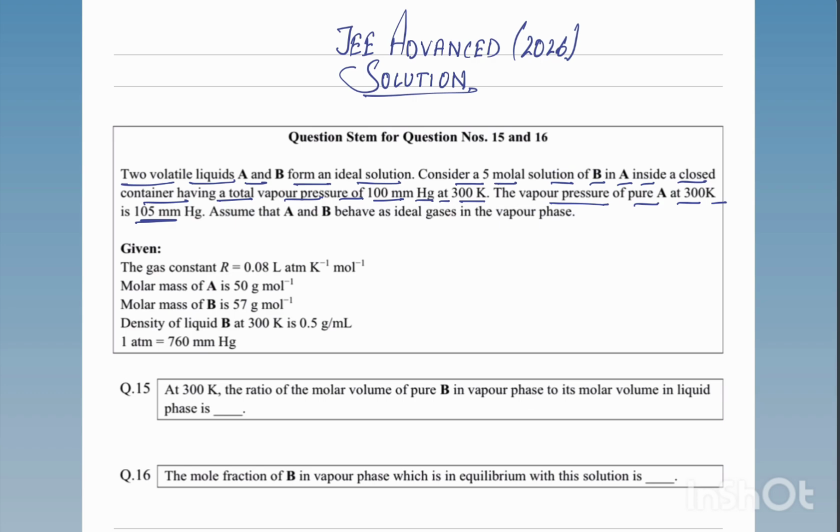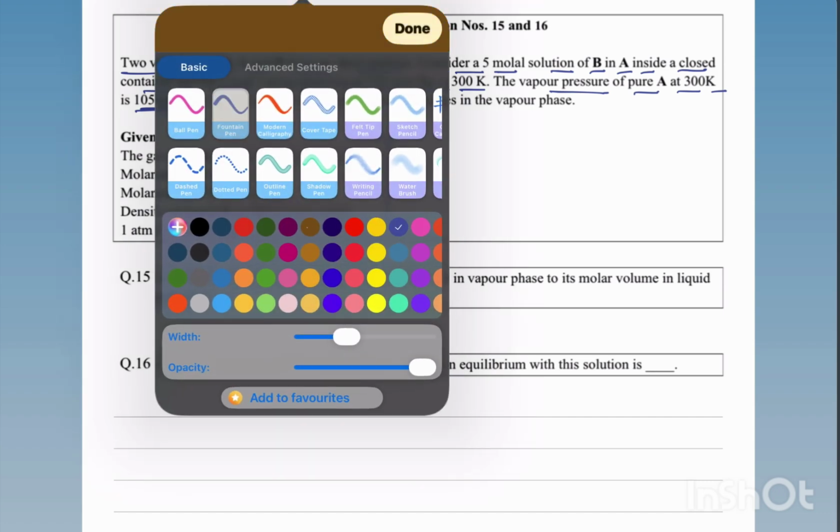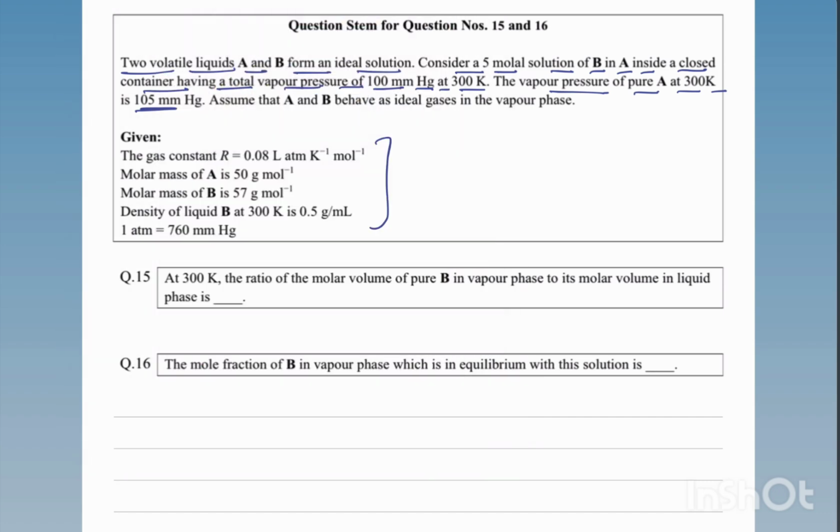Assume that A and B behave as an ideal gas in the vapor phase, and some values are given to us here. So how to do this question? Let us start. We have to answer these two questions on the basis of these descriptions. First, we have to calculate the mole fractions. We are given a 5 molar solution of B in A.